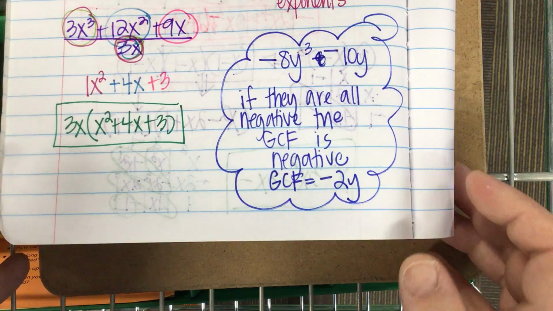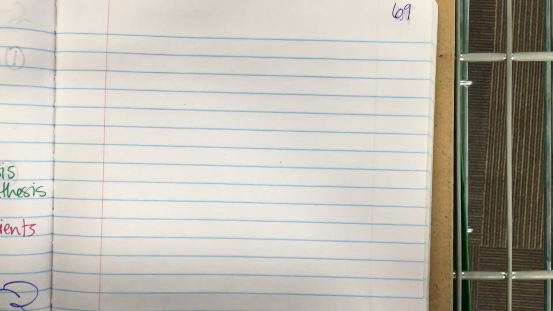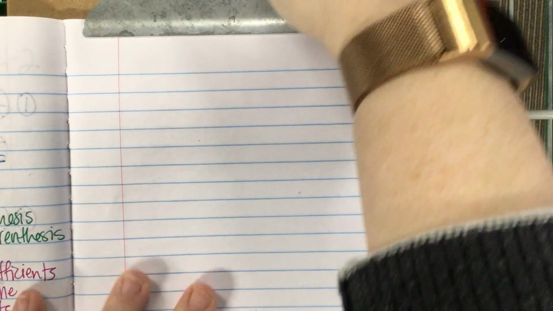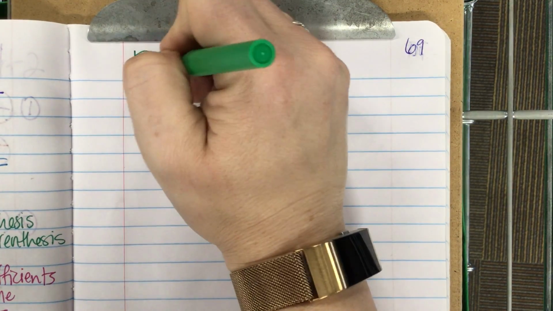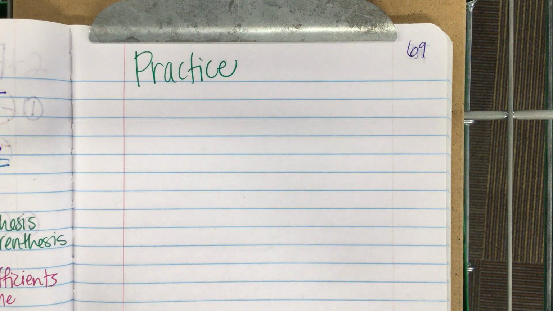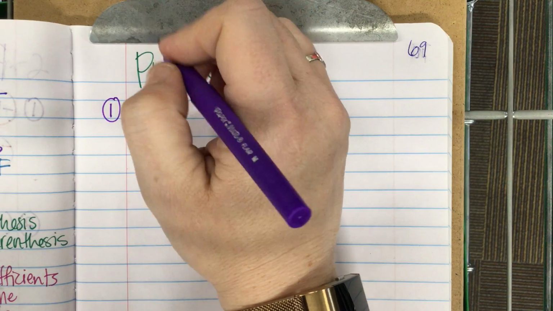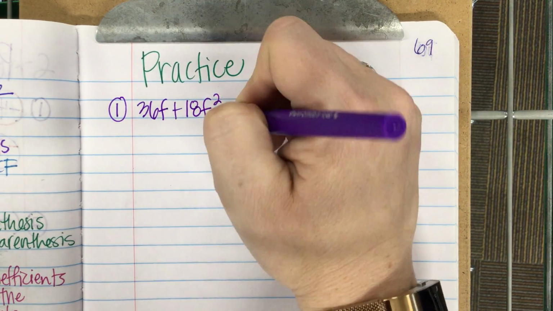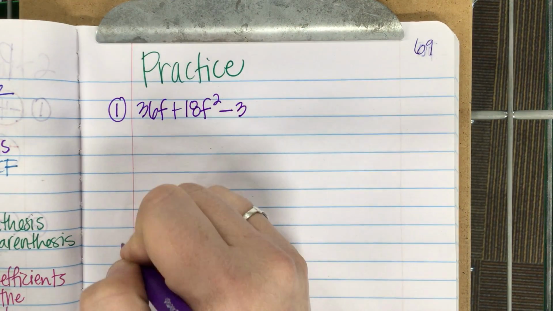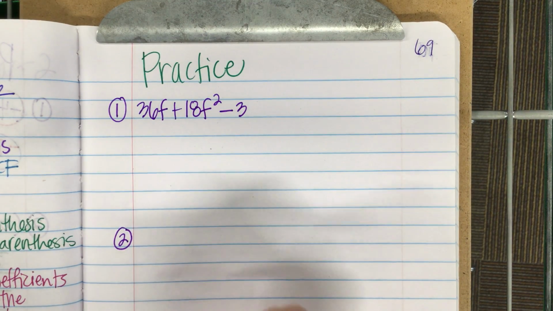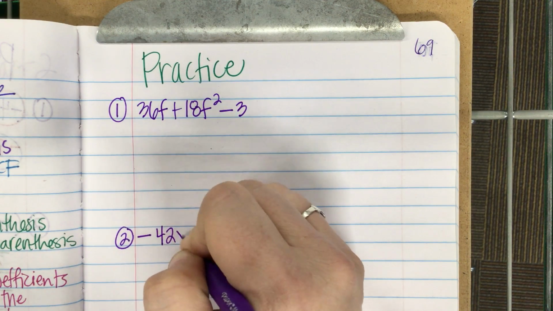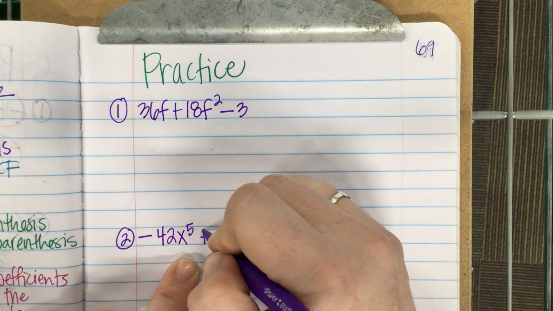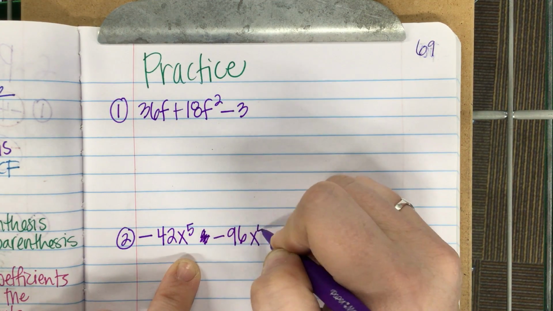Ready for practice? Okie dokie. So if only one term's negative, the GCF isn't negative? Correct.